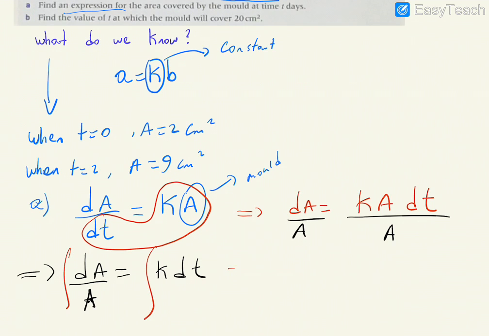Now how about if I take the integral? Because I know that the integral of dA over A will be ln A, equal to k, which is the constant we said, so we can move it outside of the integral. So that is k integral of dt. Don't forget, we can just take off this with this one.